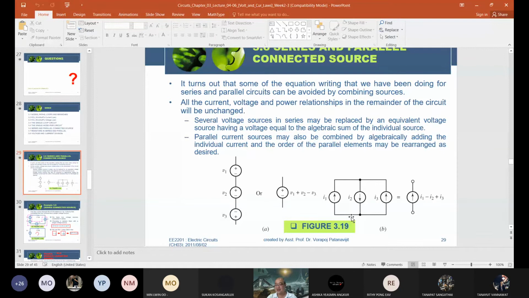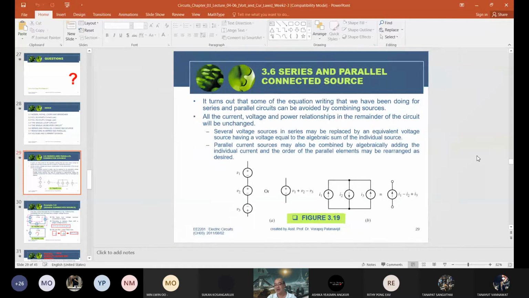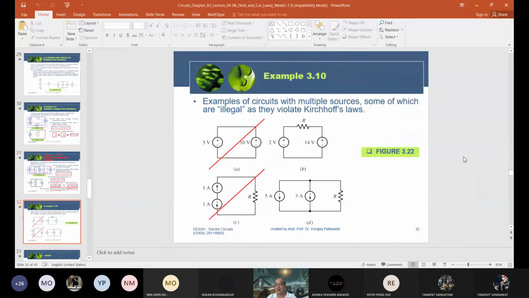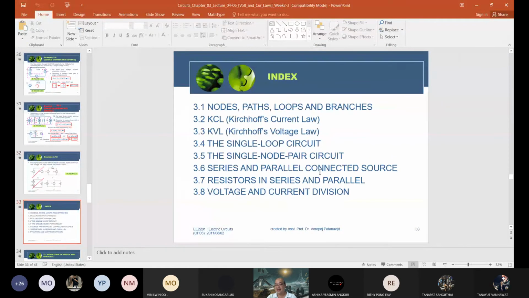Current sources must be connected in parallel, and you can combine them. Why can the current source not be in series, or why can the voltage source not be in parallel? I already taught you this in detail.